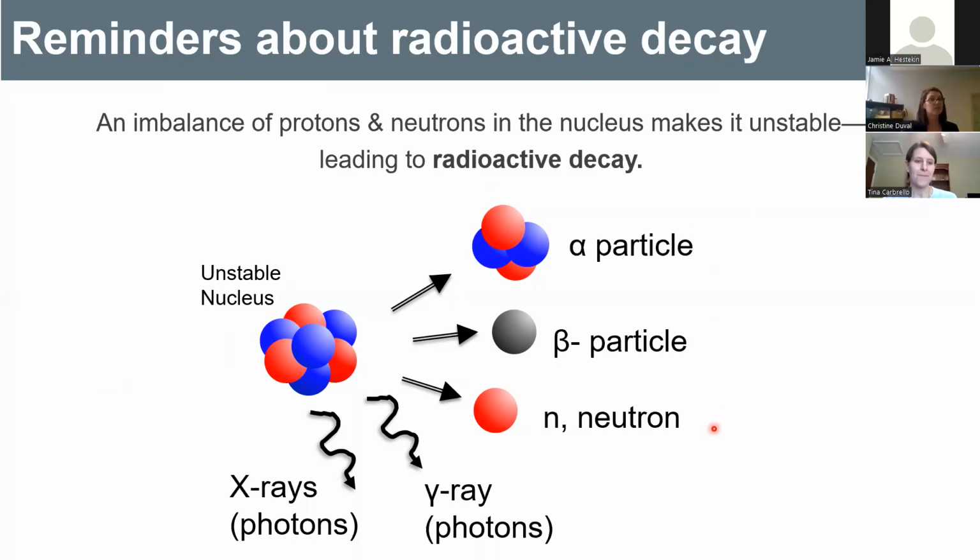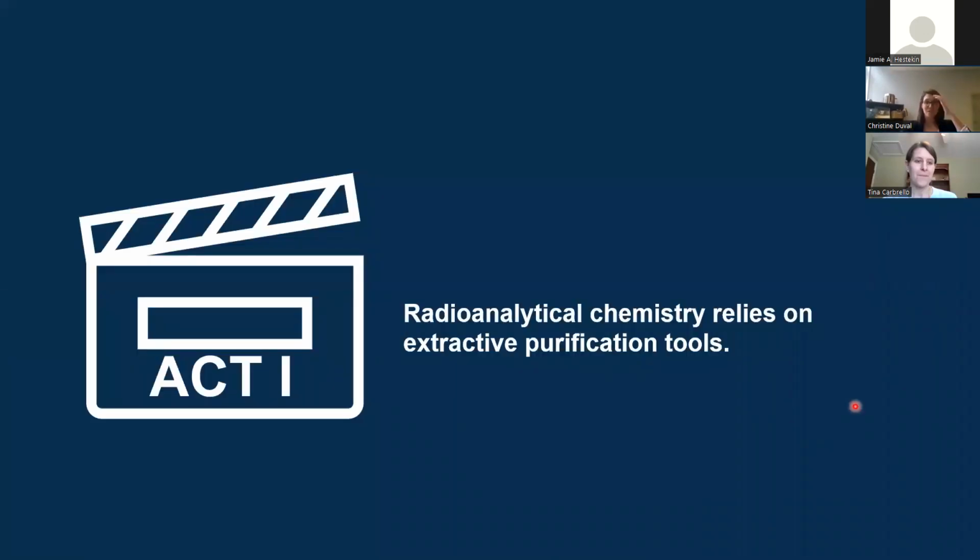We can have neutrons, which are neutrally charged, or we can have these photon emissions, right, where X-rays come from transitions of electrons within different energy levels in the electron cloud, whereas a gamma ray originates from an excited nucleus de-exciting. But in both cases, they still have photons as their emission. So I've separated my talk into two parts. The first, we're going to talk about radioanalytical chemistry and how they rely on extractive purification tools.